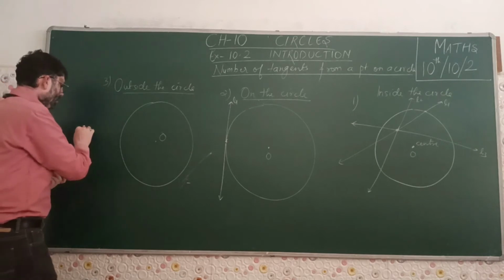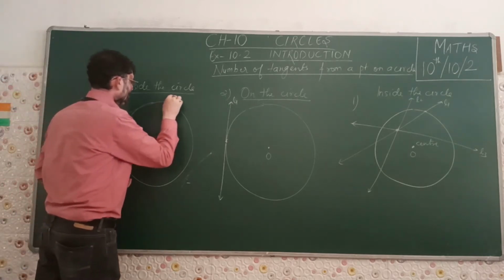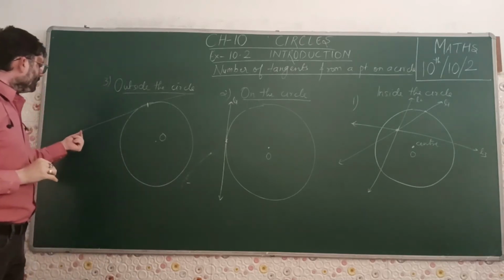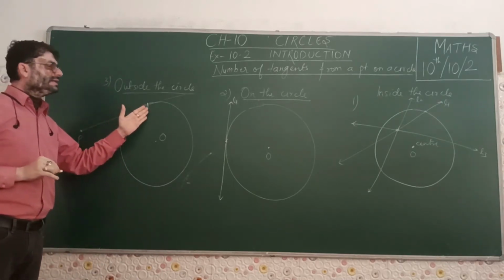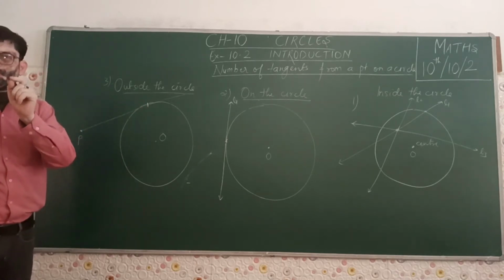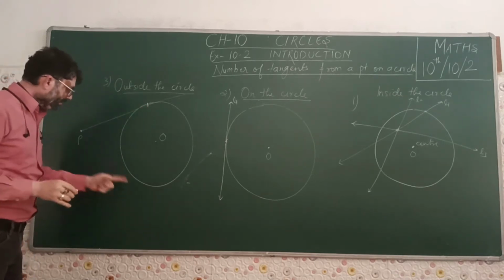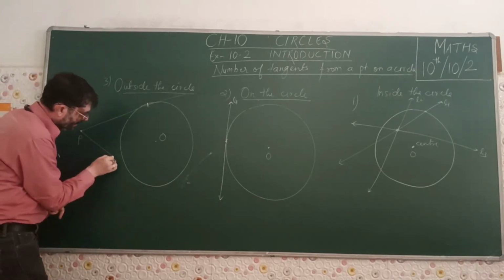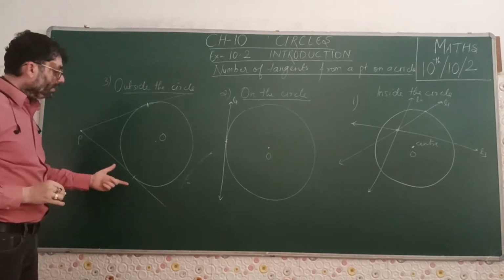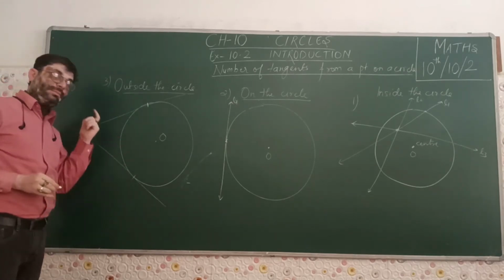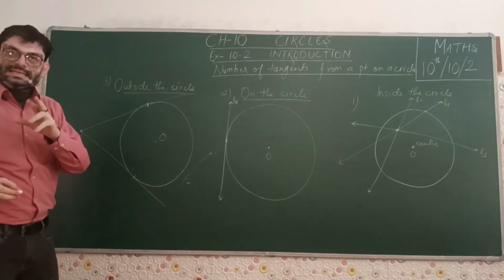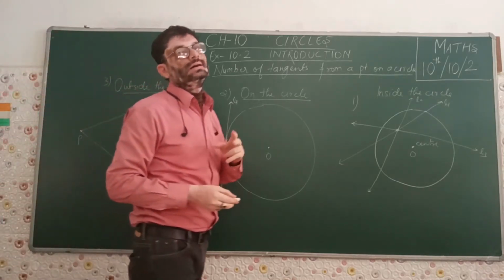So if we draw this way a tangent, it will intersect the circle at one point. That means from here, if we draw a line intersecting the circle, this line will intersect the circle at one point to form a tangent. If we move this side, again this line will touch the circle at one point to form a tangent. That means from an external point, that is from a point outside the circle, two tangents are possible to draw on a circle.